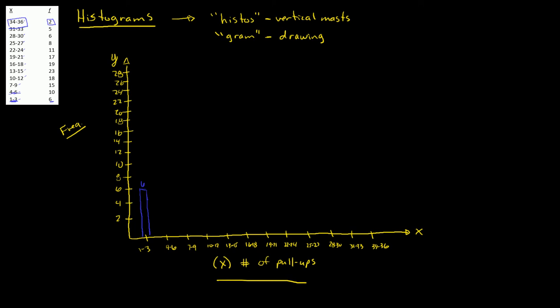4 to 6 has 10. And come over here to 10. And let's give ourselves a vertical rectangle here, representing 10. 7 to 9, 15. I think you're already getting the intuition. We will just go ahead and see this all the way through, though.